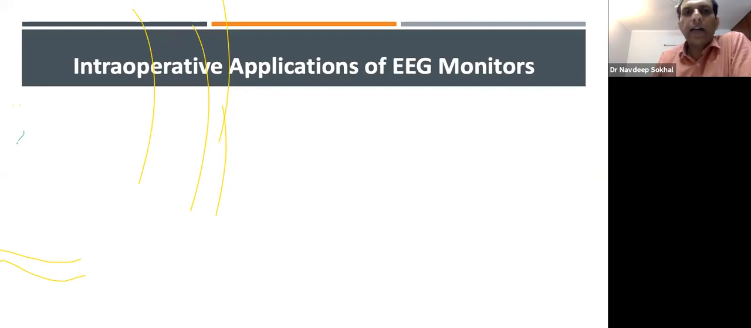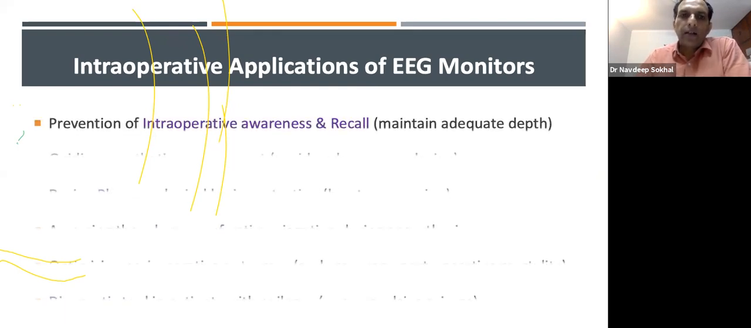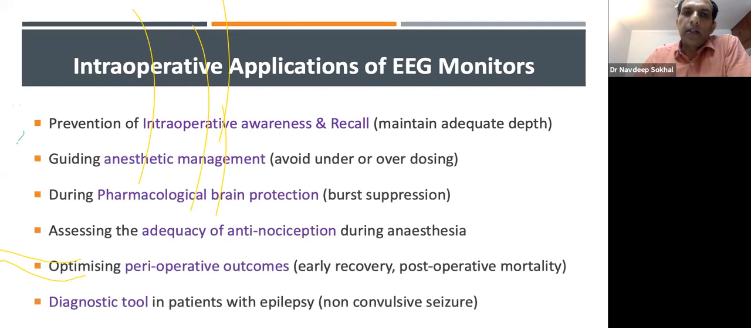Now, one thing I've told you is that intraoperative monitoring of depth of anesthesia is one important aspect which these monitors are used for. So, intraoperative awareness and recall, to maintain adequate depth. Then guiding anesthetic management to avoid underdose and overdose.